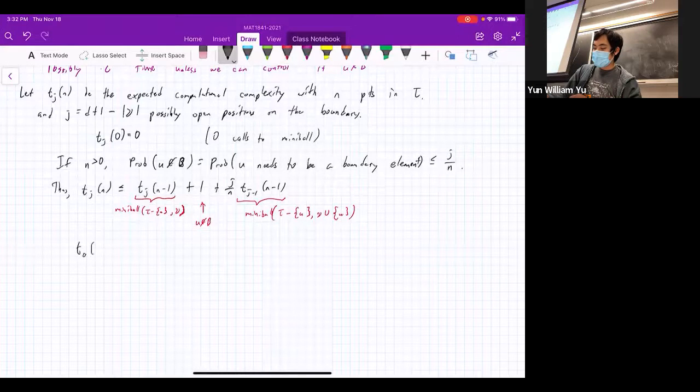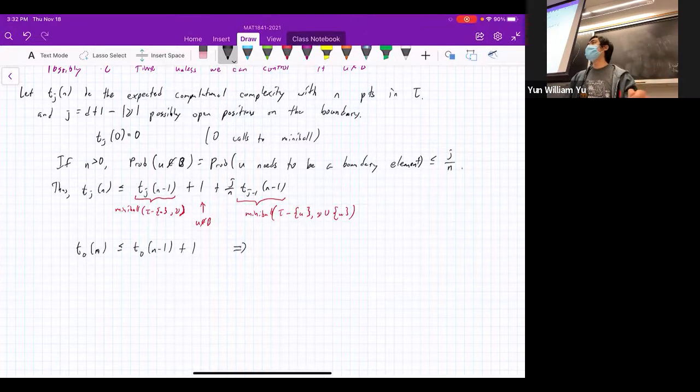So what's t_0(n) going to be equal to? This is less than or equal to t_0(n-1) plus 1, right? And this is if you have no spaces left on the boundary. Because if you have no spaces left on the boundary, then at each step you're just going to discard whatever element you picked. You could skip all that, but at most, what's the runtime of this going to be? Yeah, it's just going to be less than or equal to n.